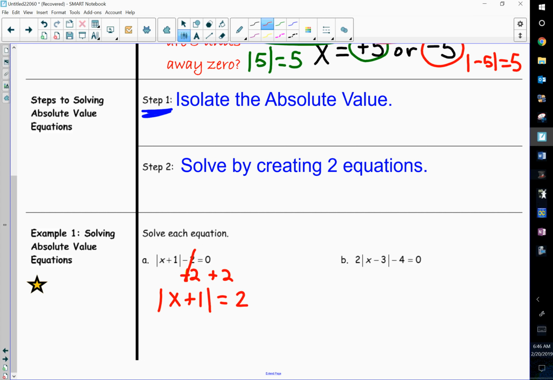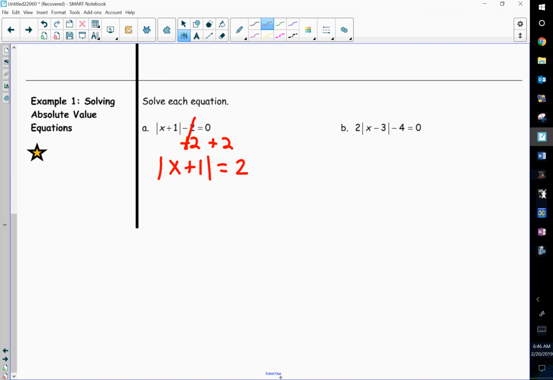The second step is to set up two different equations with this absolute value. What that means is that the absolute value of x plus 1 could be equal to 2. X plus 1 could be equal to 2. Or the absolute value of x plus 1 could also be equal to negative 2, because what's inside the absolute value, if I take the absolute value of it, will always end up being positive. So I solve each of these two equations.